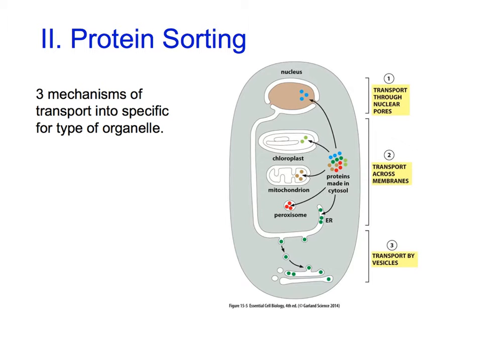This chapter focuses on protein sorting into various organelles, and in this sub-lecture we're going to discuss the transport across membranes. So in our figure here of 3 different mechanisms of protein sorting, we're going to look at transport into the mitochondria, chloroplast, and the ER.